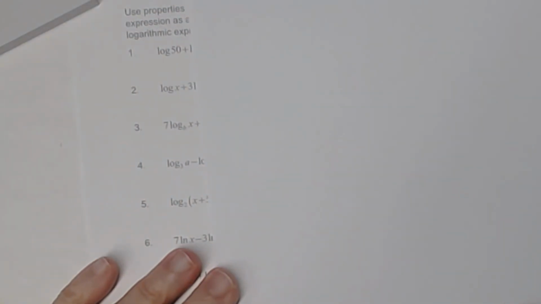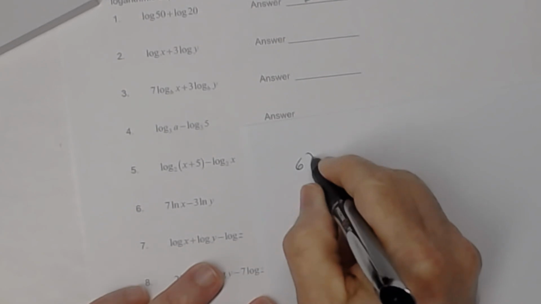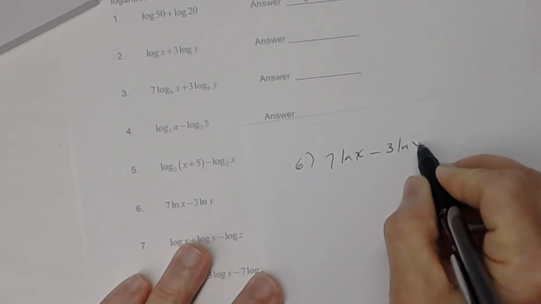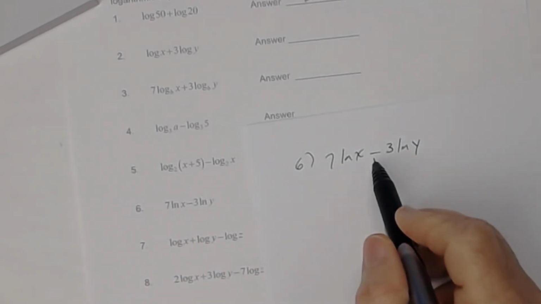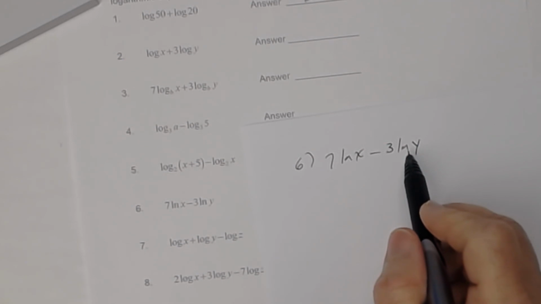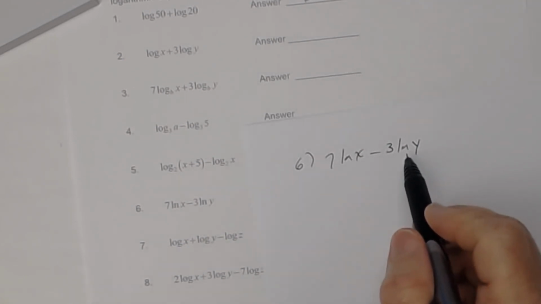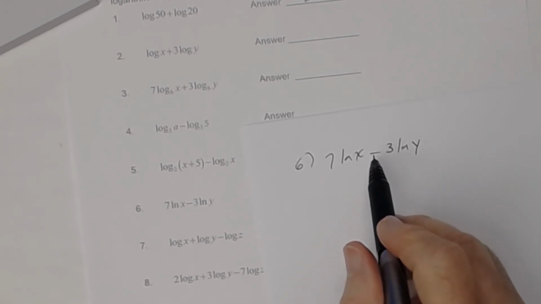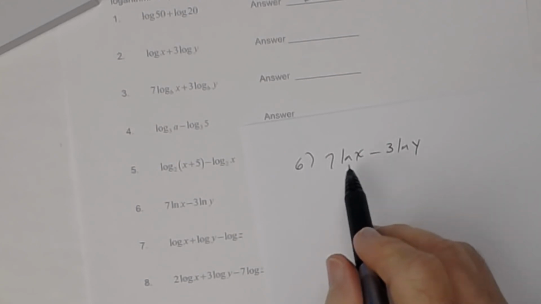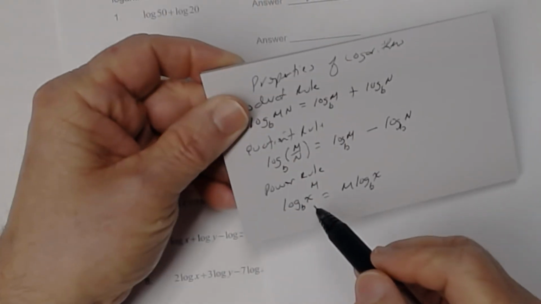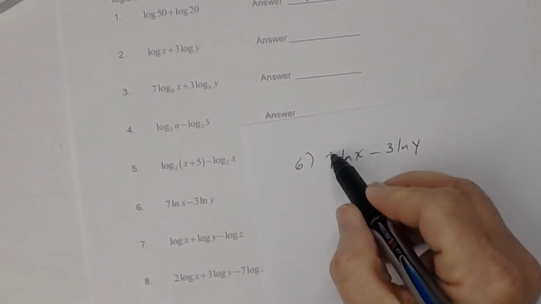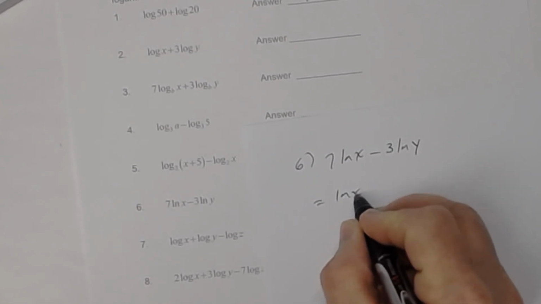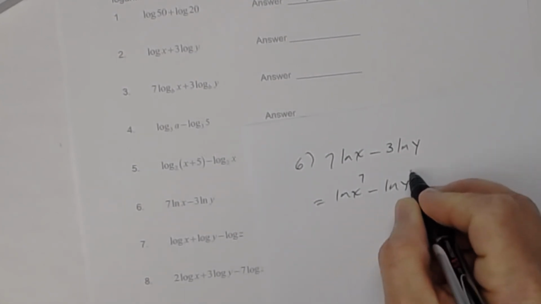Okay, number 6 is this. You have 7 times the natural log of x minus 3 times the natural log of y. So you're taking the difference of two logarithms with the same base. The base is e because of natural logarithm. But I cannot go directly to the quotient rule because the coefficients are not ones. So the first thing I've got to do is use the power rule first. So I'm going to take the 7, I'm going to write it as an exponent. I'm going to take the 3 and write it as an exponent. So this becomes the natural log of x to the 7th minus the natural log of y cubed.